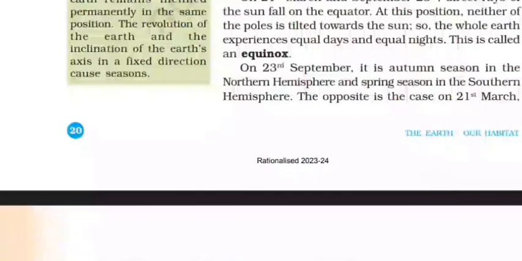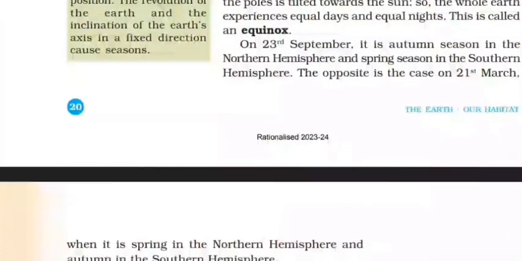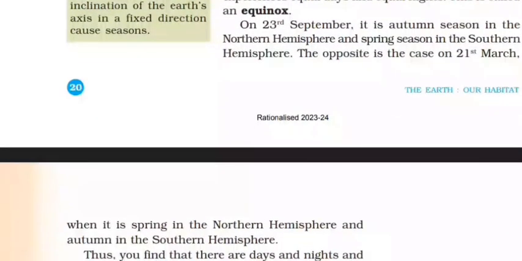On 21st March and September 23rd, direct rays of the sun fall on the equator. At this position neither of the poles are tilted towards the sun, so the whole earth experiences equal days and equal nights. This is called an equinox. So when it is 21st March and 23rd September, the sun's rays are directly falling on the equator, so the night and day periods are equal. This period is called equinox.